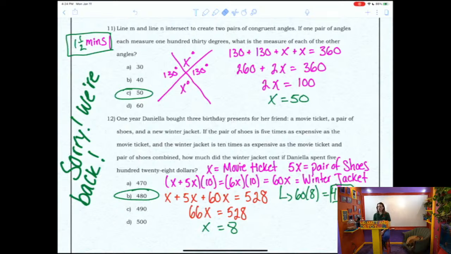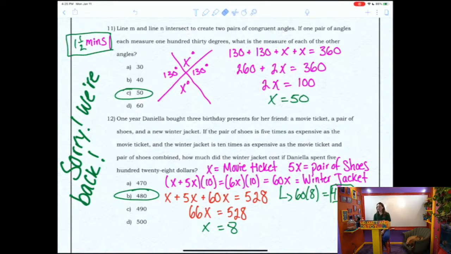For number 12, the pair of shoes and the winter jacket are all component costs relative to the cost of the movie ticket. So let's define x, our unknown variable, to be equal to the cost of the movie ticket. If the pair of shoes is 5 times as expensive as the movie ticket, and the movie ticket is x dollars, then the pair of shoes would have to be 5x dollars.